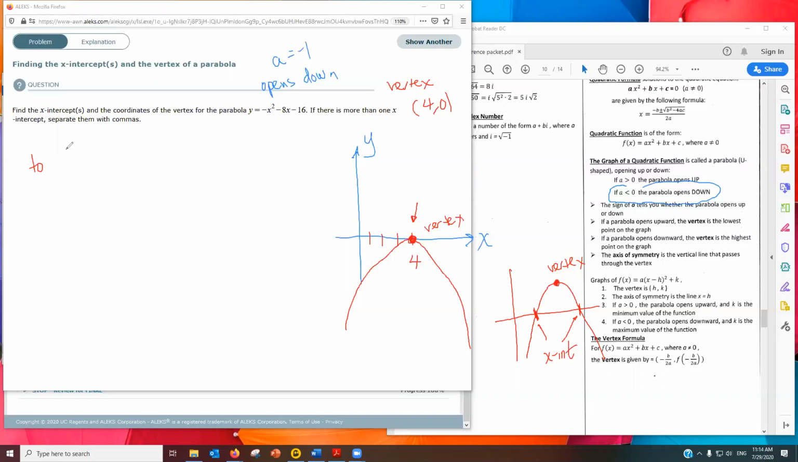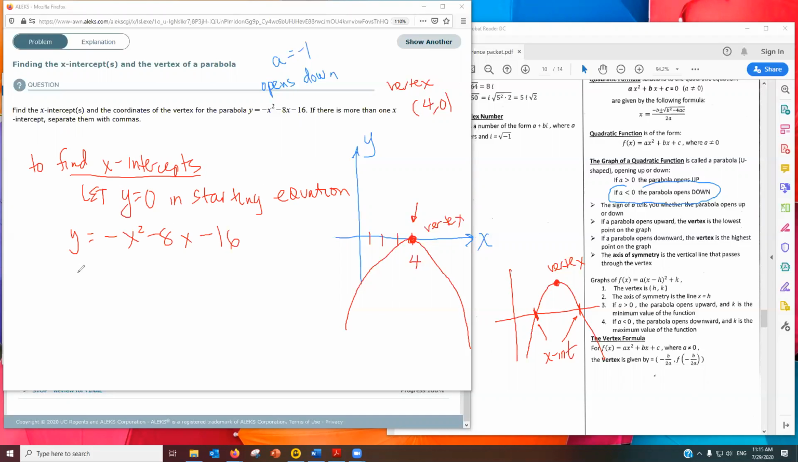Well, to find x-intercepts, what you do is you let y equal 0 in the starting equation and solve for x. So I'm going to let y equal 0. So let me go to this equation, y equals negative x squared minus 8x minus 16. Because I want to find x-intercepts, I let y equal 0. All right, well, now I'm going to try to factor the right-hand side of this equation. I could use the quadratic formula to solve this. I could use completing the square, but factoring might be the easiest.